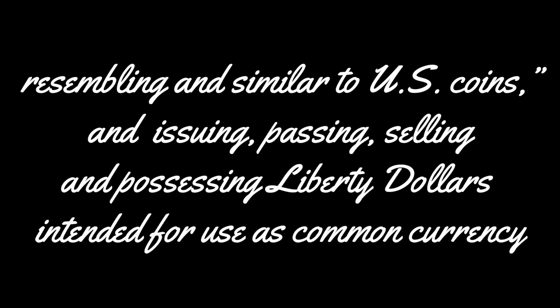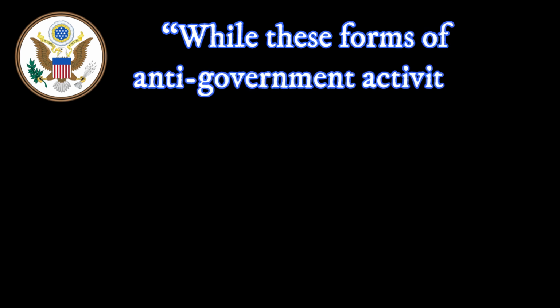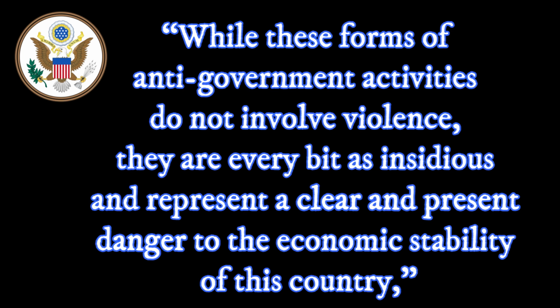The language was clear. It was concise. The defendant knowingly and willingly created coins resembling and similar to U.S. coins. The issuing, passing, selling, and possession of Liberty dollars intended for use as common currency. At a U.S. Treasury briefing, a statement was made clear by Mr. Tompkins. "While these forms of anti-government activities do not involve violence, they are every bit as insidious and represent a clear and present danger to the economic establishment of this country." Basically, what he's saying is this was a type of economic warfare, and he was waging war on the United States.